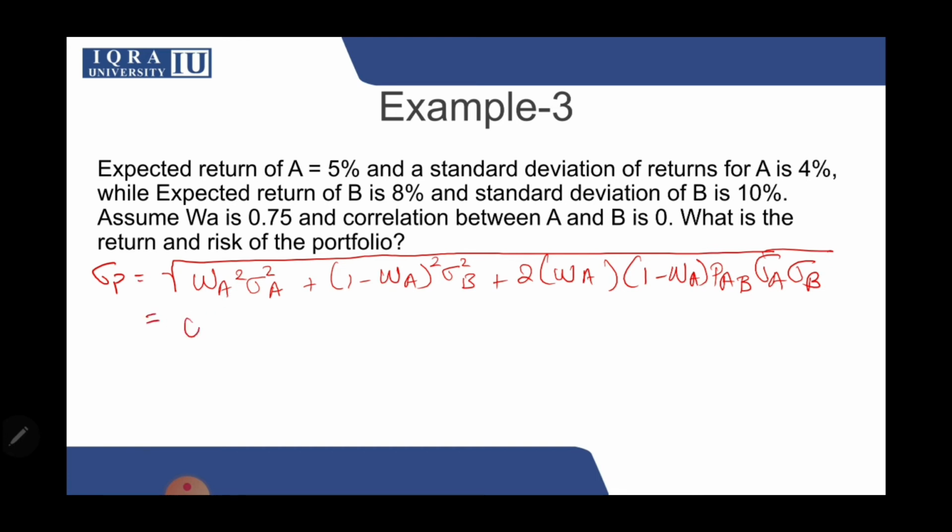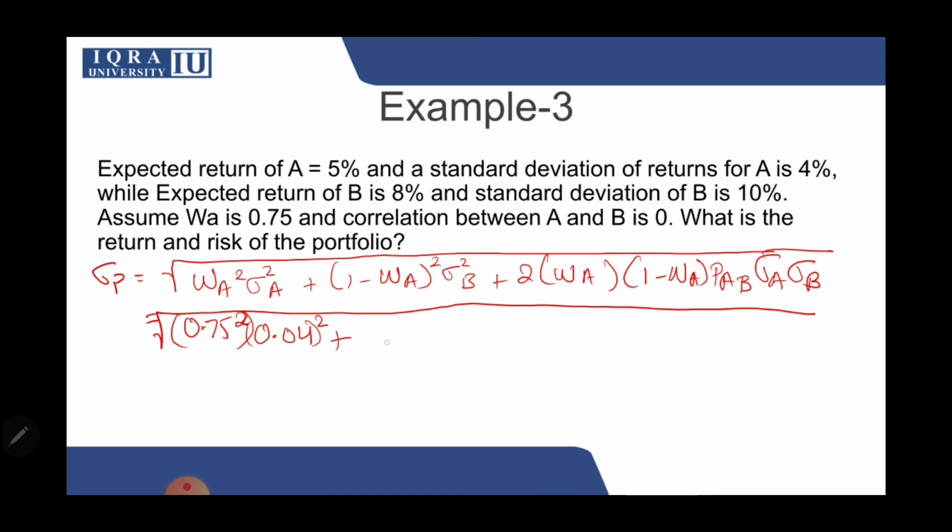Over here we have 0.75 squared, then the standard deviation of A squared, so that's 4%. So 0.04, and square here, I'll use brackets, plus we have WB, so that is 0.25 and its square, and then we have 10% and its square, plus 2.